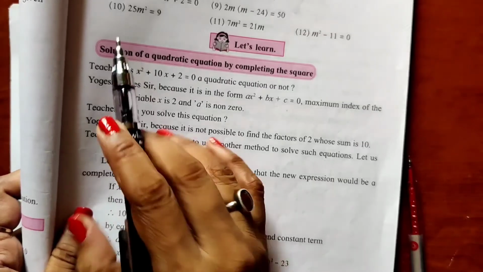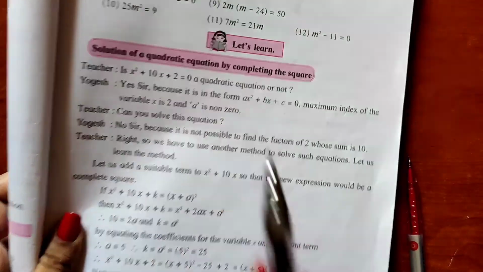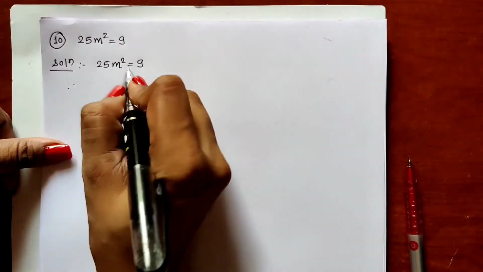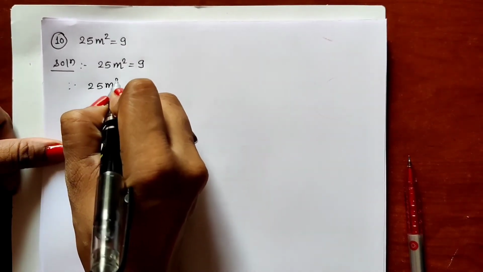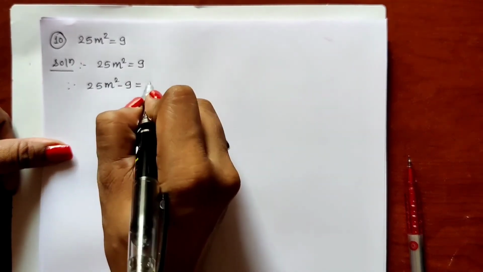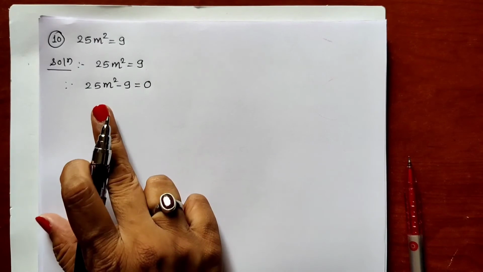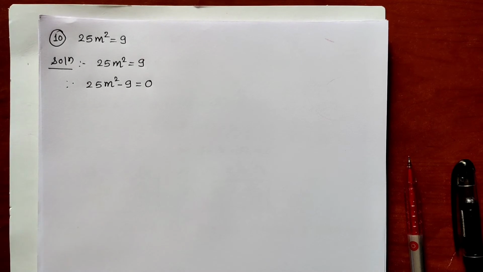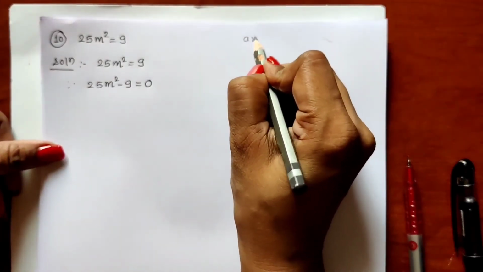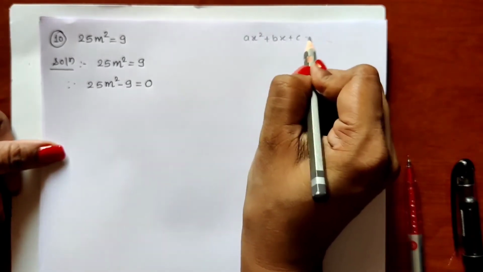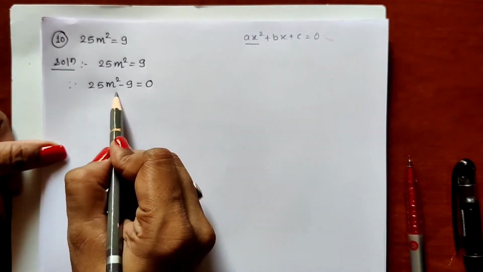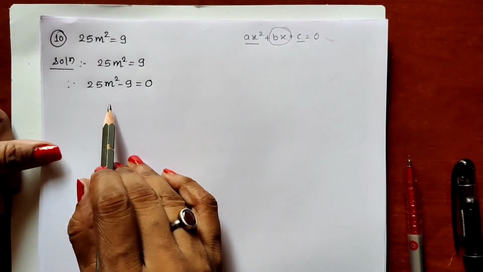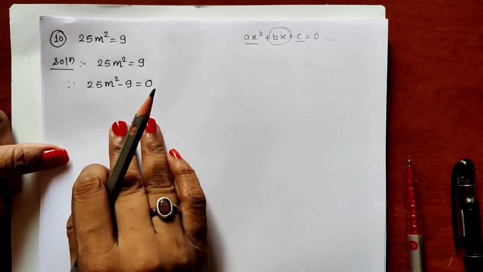Next sum. Sum 10: 25m square is equal to 9. Let us see. If I transpose this 9 to the left hand side, it will be 25m square minus 9 is equal to 0. Now see children, the middle term is missing here, correct? Our quadratic equation general or standard format is ax square plus bx plus c is equal to 0. We can see that the x square term is there, the constant term is there, but the middle term is missing. So we will have to see how we can factorize this.